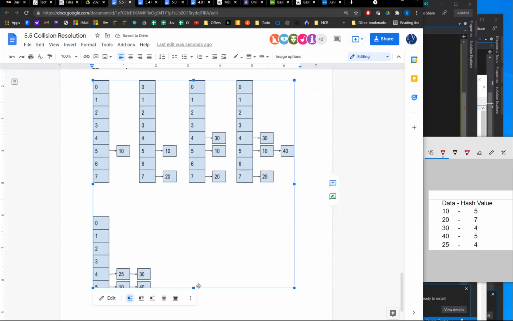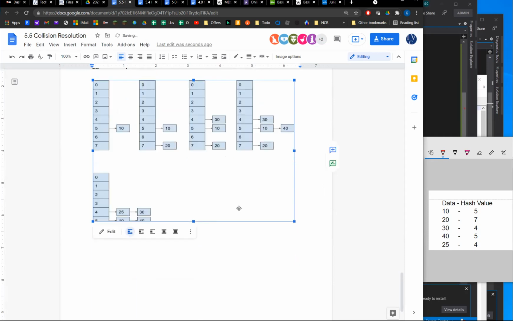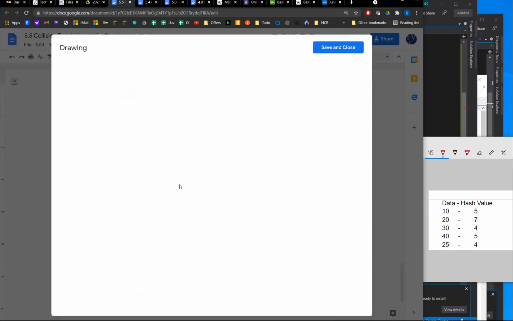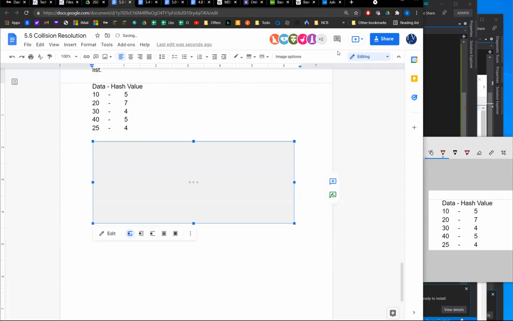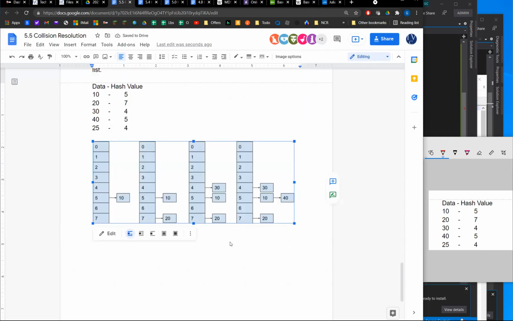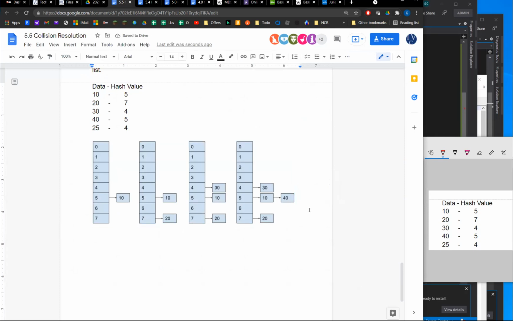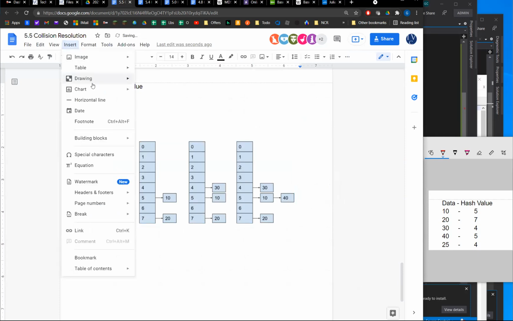that didn't work really well. Let's cut this into its own then. If I can grab it. All right, you drawing.